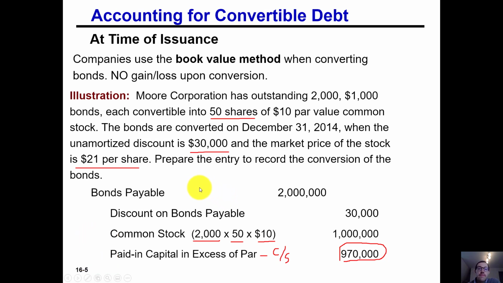All right, so it doesn't matter what the current market price of the stock is. They do give you that information. But as you can see, we don't use that in our accounting for it because we're not going to have a gain or loss on the transaction.